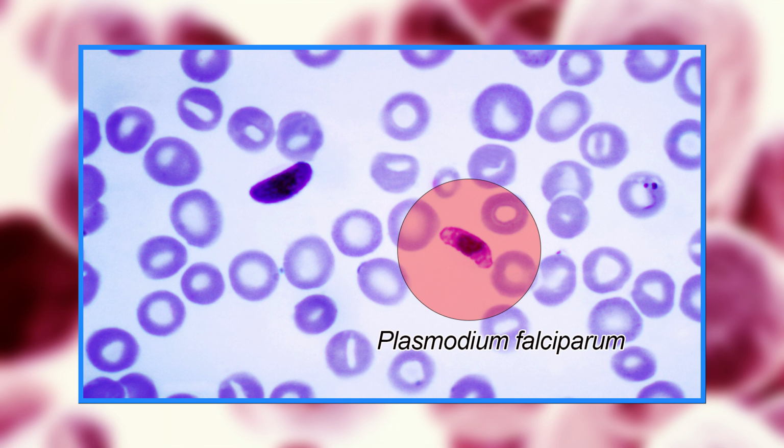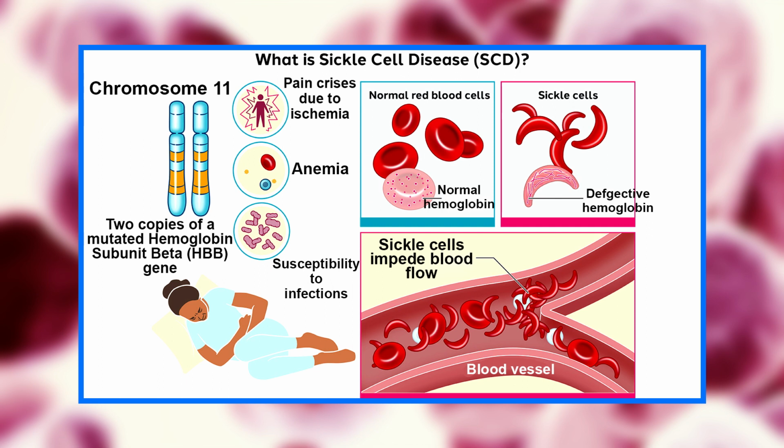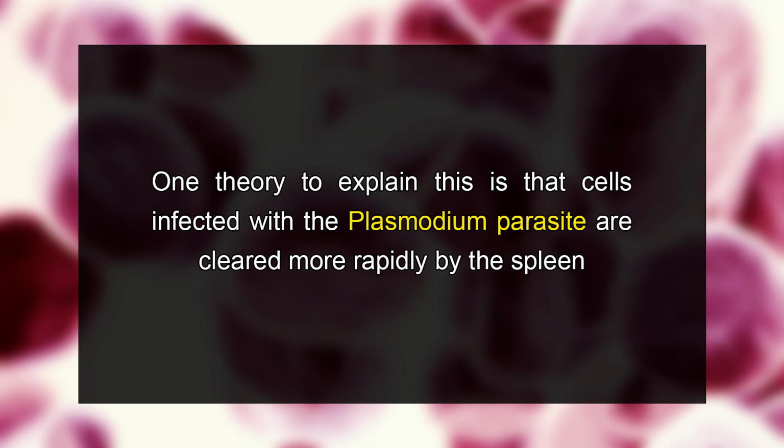A side effect of this disease is that it confers protection against malaria, in particular the form of malaria caused by Plasmodium falciparum, the most deadly form of malaria. A similar relationship exists between malaria and sickle cell disease. One theory to explain this is that cells infected with the Plasmodium parasite are cleared more rapidly by the spleen. This phenomenon might give glucose 6-phosphate dehydrogenase deficiency carriers an evolutionary advantage by increasing their fitness in malarial endemic environments.